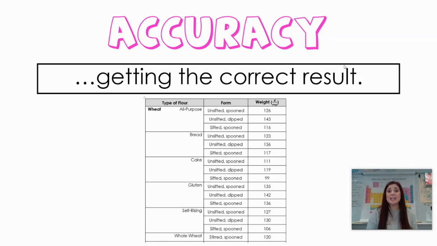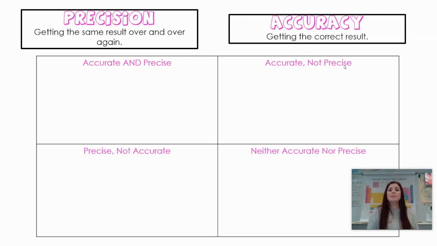Usually for bakers, if they're trying to be the most accurate, what they'll do is they'll mass their ingredients because they get the most accurate measurement that way. And hopefully when they're more accurate, they will also increase their precision. They get the repeatable results every single time. So let's take a look here. Precision is getting the same result over and over again, whereas accuracy is getting the correct result.